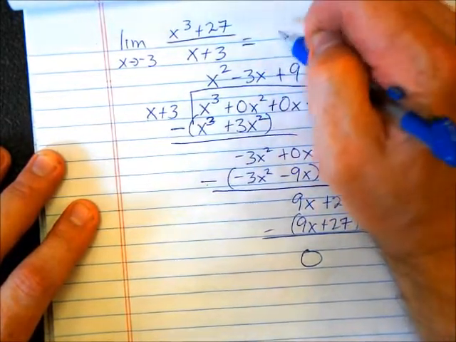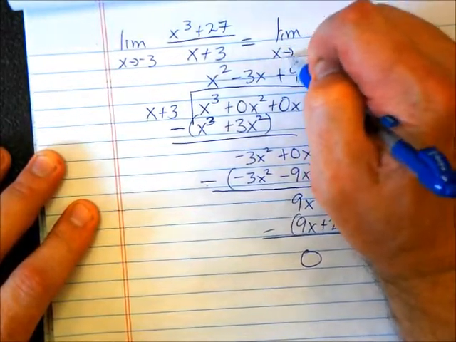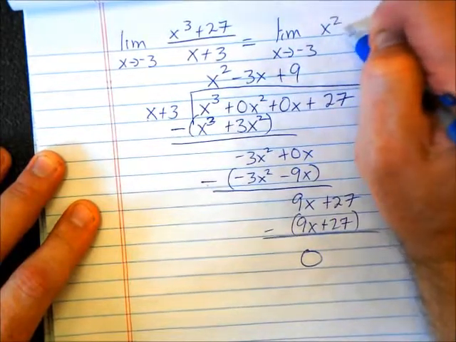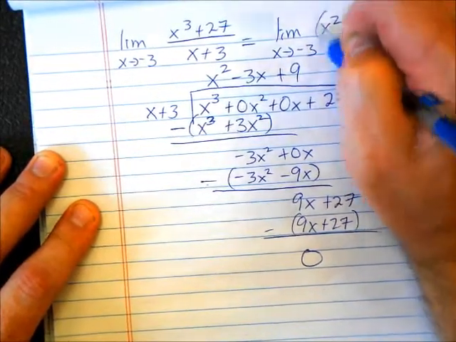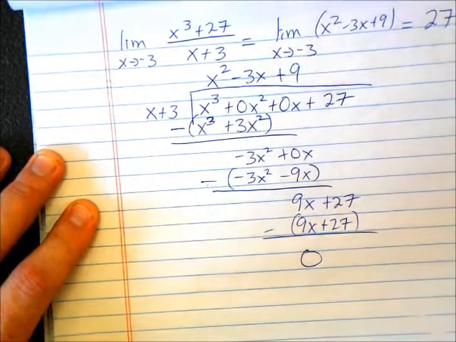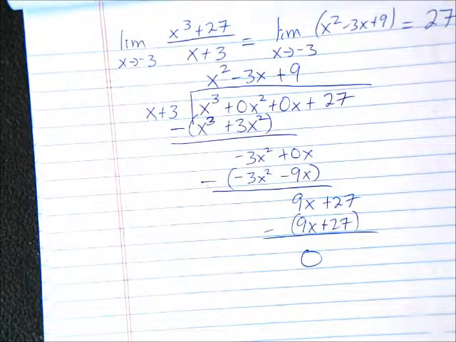So this has to be the same as the limit as x goes to negative 3 of x squared minus 3x plus 9, which is exactly the same thing we had before when we did it by factoring, and you still get 27. Yes? Should we ever use synthetic division?